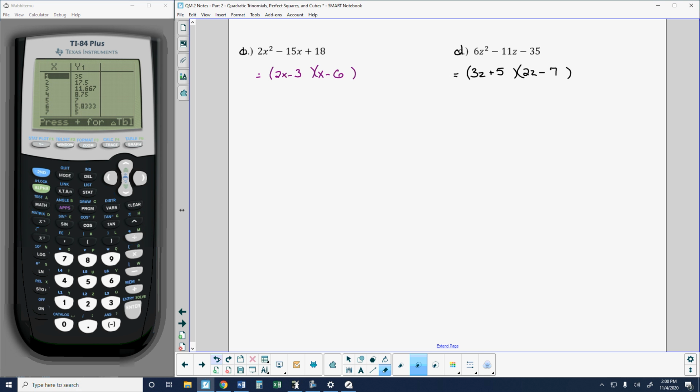Now, if you did not get those factors correct, you do want to make sure you start to move some pieces around. Maybe try a different combination of factors or a different location, maybe different signs in front of your 5 and your 7 to make sure that you get that negative 15 through the process of distribution. So this is how we factor quadratic trinomials.